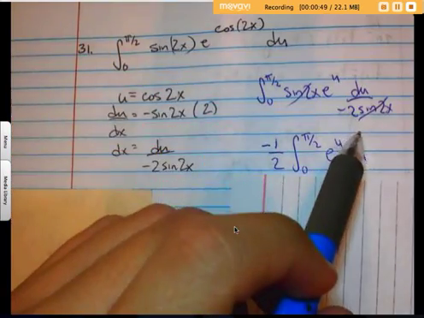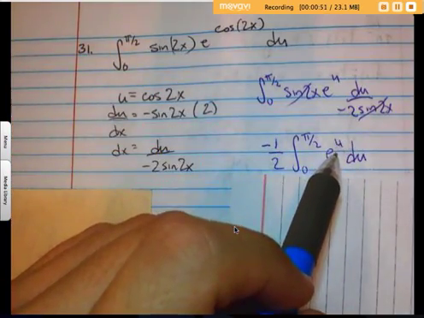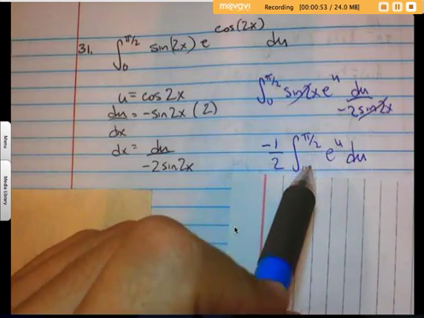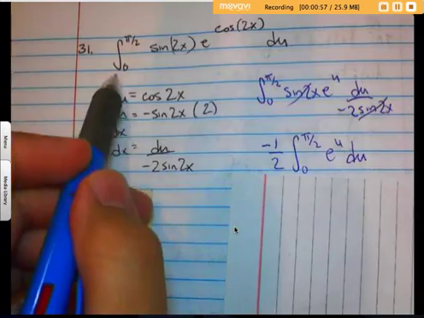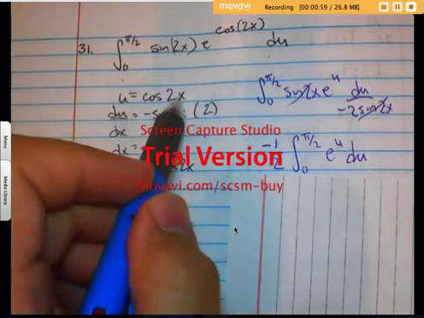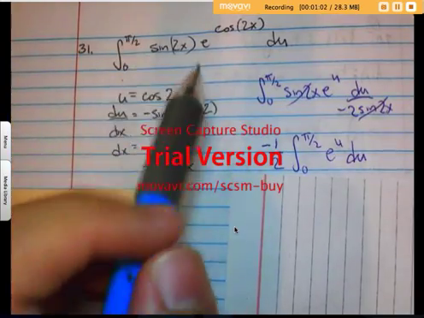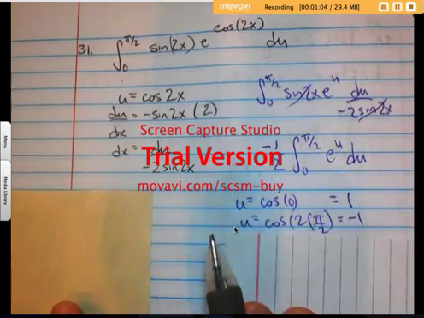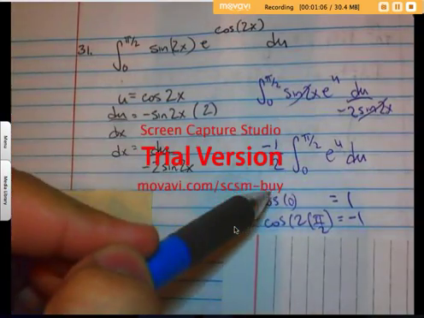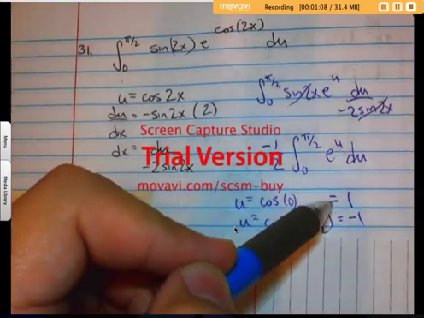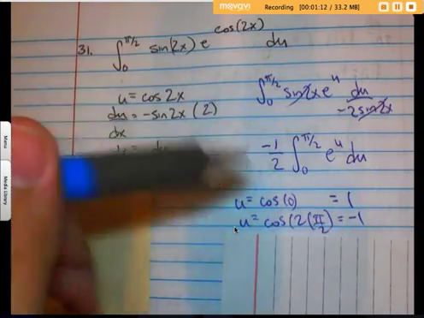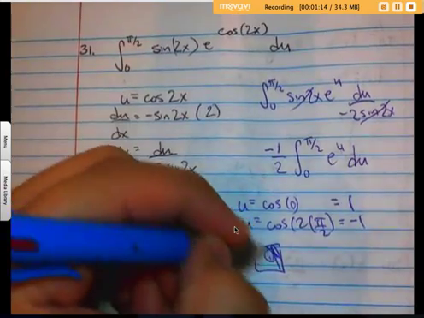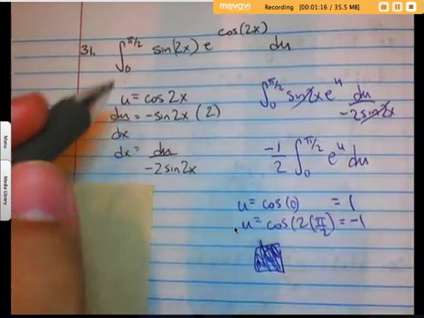See, because they changed the variable for the integration, they can change the boundaries too. And here's how you do it. You take u and you just plug in the boundaries. So plug in 0 and plug in pi over 2. So when I plug in 0, I get a new boundary of 1. When I plug in pi over 2, I get a new boundary of -1. So this is my previously erroneous guess.